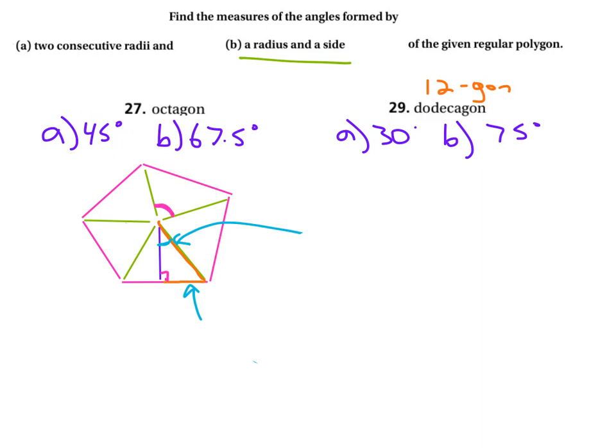Okay, now cutting that in half for 22.5 to find out what half of it is, and then taking that 22.5 away from 90 will tell you what this is. So this, half of this is 22.5, 90 minus 22.5 gives us this angle. Okay, and same thing here.